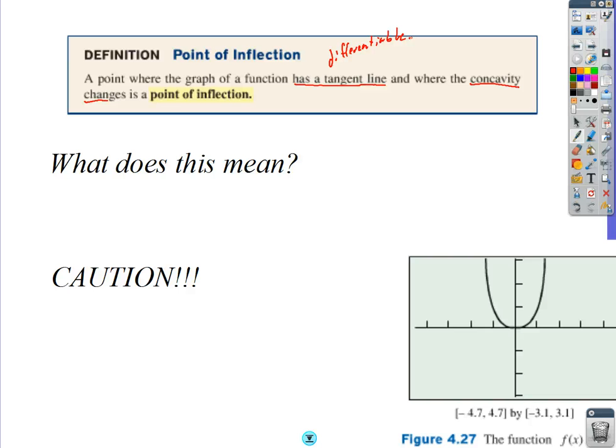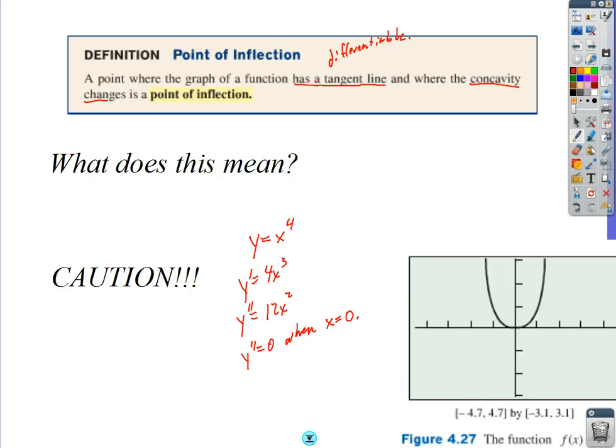Now here's the word of caution. A lot of people get super excited because, if I have a function, say y is equal to x to the 4th, they say, well, y prime is just 4x cubed. Y double prime is equal to 12x squared. Well, y double prime is equal to 0 when x is equal to 0. And then they would say there's an inflection point at x equals 0. And they wouldn't test it.